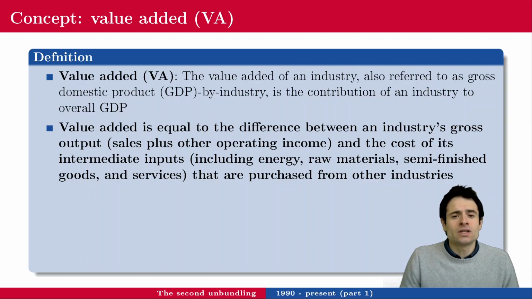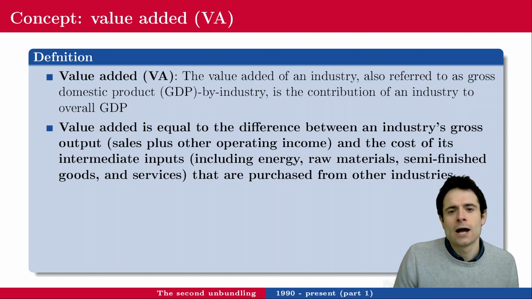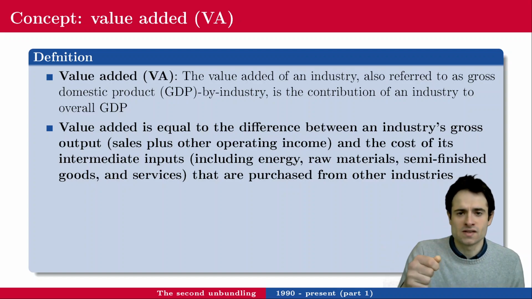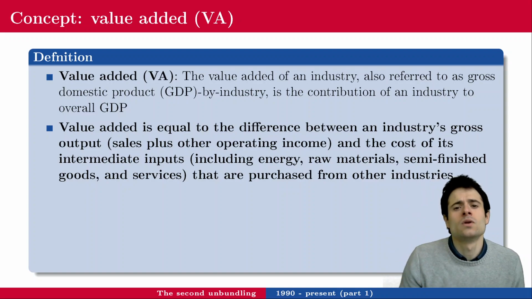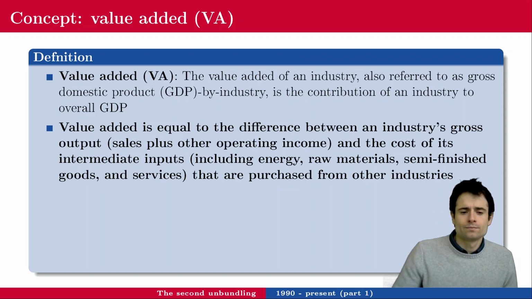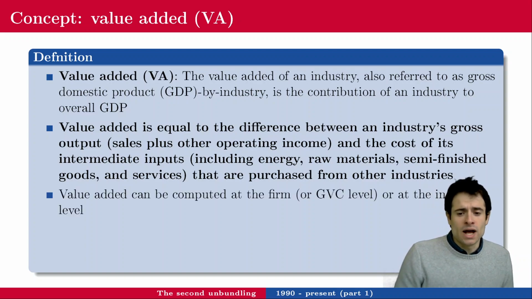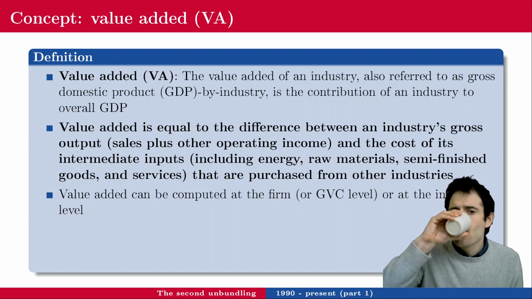So let's say that instead of hiring an accountant, you are outsourcing your accounting to another firm. Paying that other firm would be counted as an intermediate input. Buying paper for the office, buying printers, not printers, sorry, that would be an investment. But all of those things such as paper would be part of intermediary inputs. Raw materials, everything you need to produce. The difference between those two things is what we call the value added. The value added can be computed at the firm or at the global value chain level, or more broadly at the industry level.